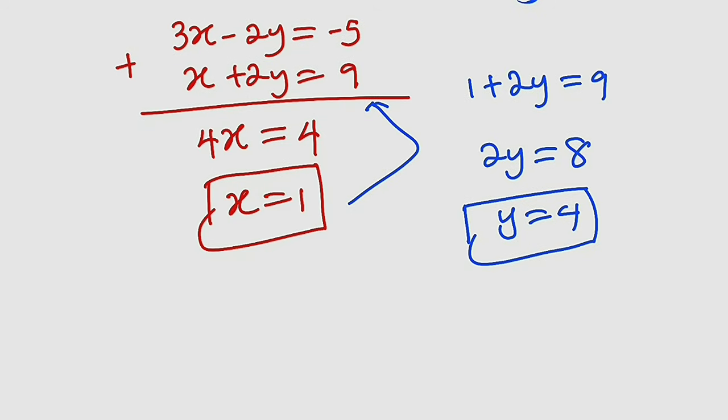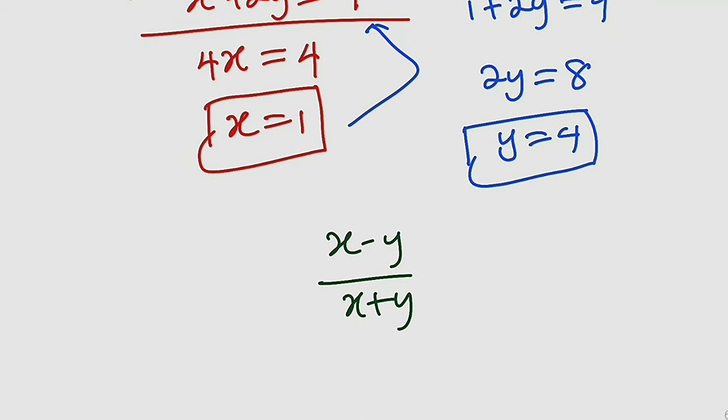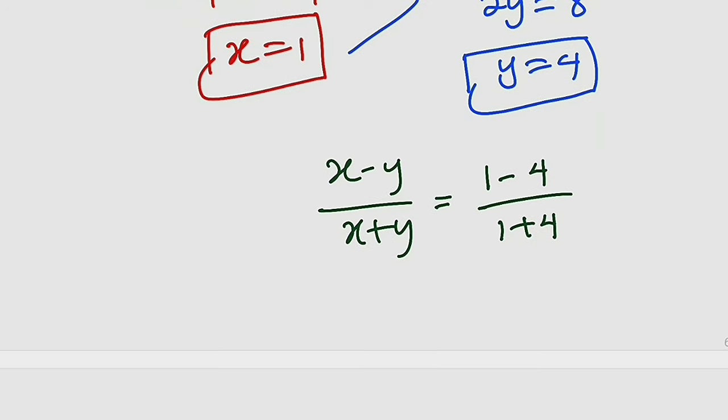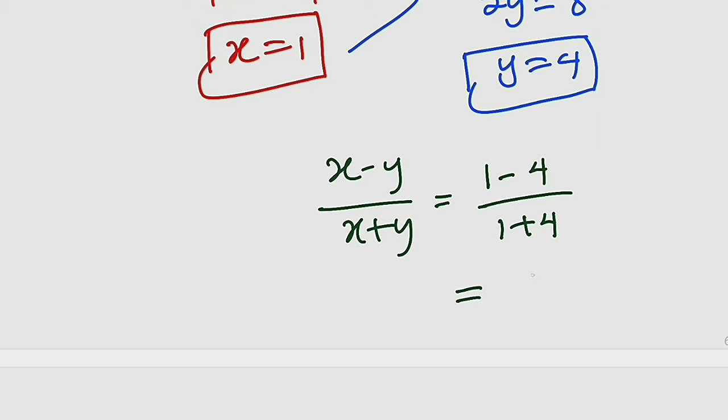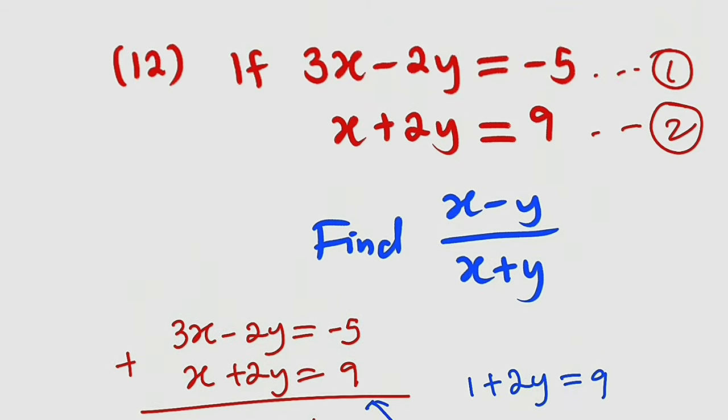But remember, what we are asked to evaluate is x minus y divided by x plus y exactly. But we have seen that x is 1 and y is 4. 1 minus 4 is negative 3, and 1 plus 4 is 5, and hence the solution to this problem is -3/5. That's question number 12. Let us move on to question number 13.